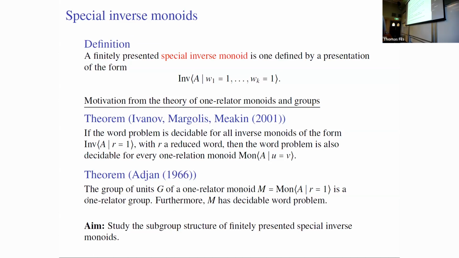Okay, so that motivates it: we want to try to study the subgroups of finitely presented special inverse monoids, in particular in the one-relator case, and maybe prove they're one-relator, and then do some theorem like this to solve this problem instead.